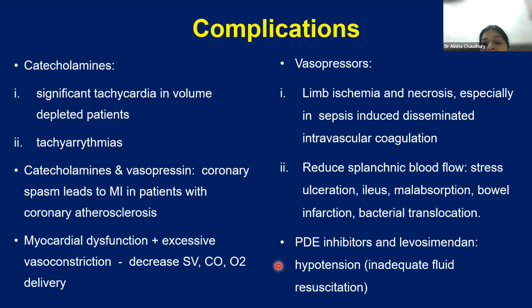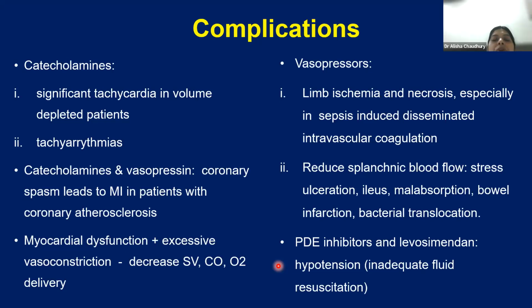And the phosphodiesterase inhibitors and levosimendan, like milrinone, the phosphodiesterase inhibitor we spoke about, can cause profound hypotension. This will happen if the patient's volume status was not adequate and you have started this.